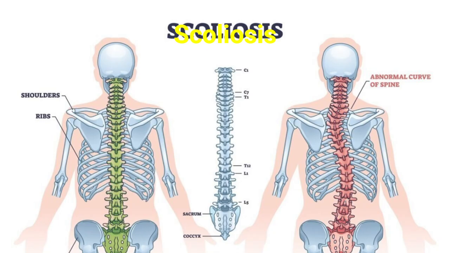Braces prevent progression of the curve. They do not straighten the spine. Bracing is most effective while the child is still growing. Severe curves may require spinal fusion surgery.